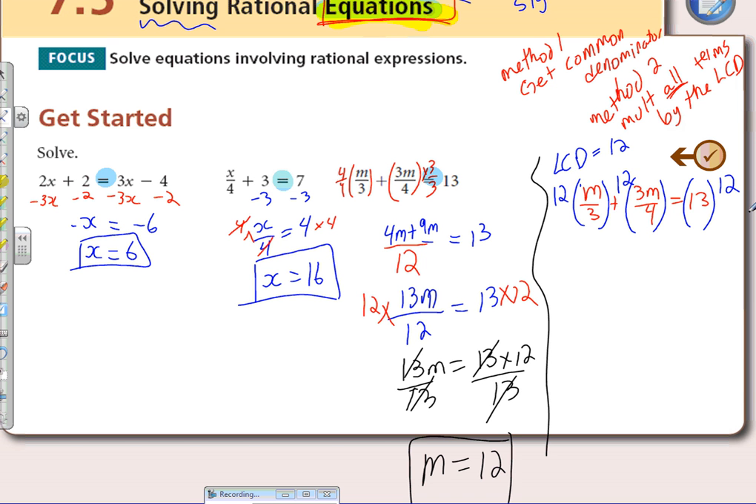And now we just go from here. Divide first. 12 divided by 3 leaves me with 4. 12 divided by 4 leaves me with 3. Don't forget you have to multiply on this side as well.